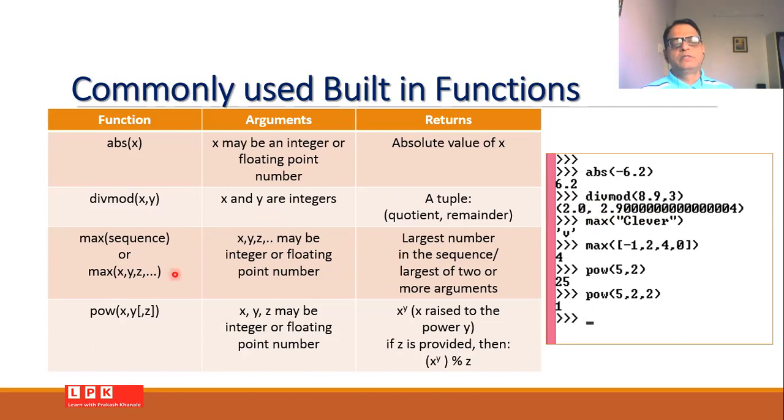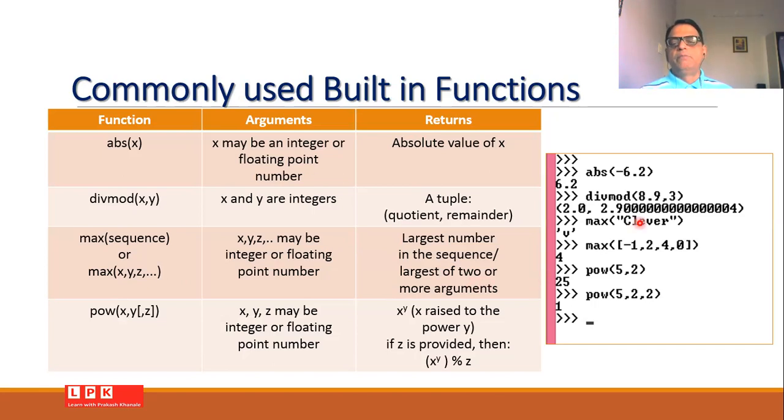Another function is the max of sequence or max of x, y, z, ..., where x, y, z may be integers or they may be floating point numbers. This function will return us the largest number in the sequence or the largest of the two or more arguments.